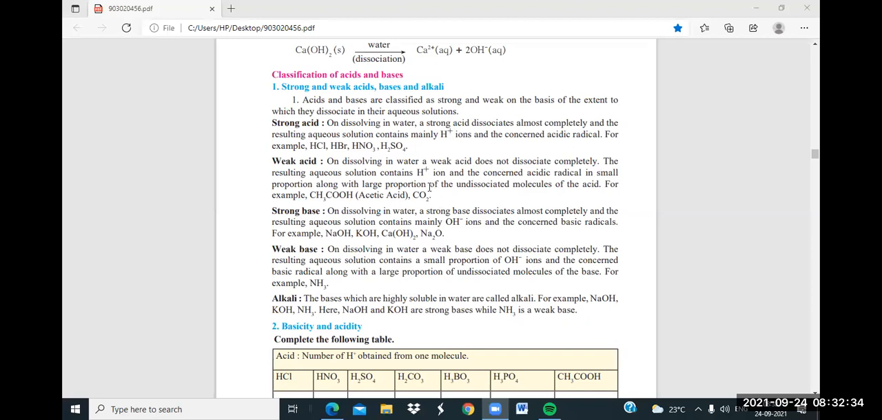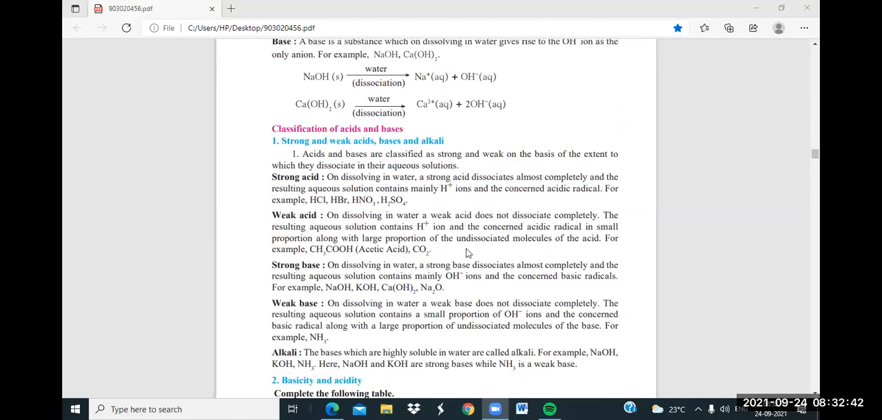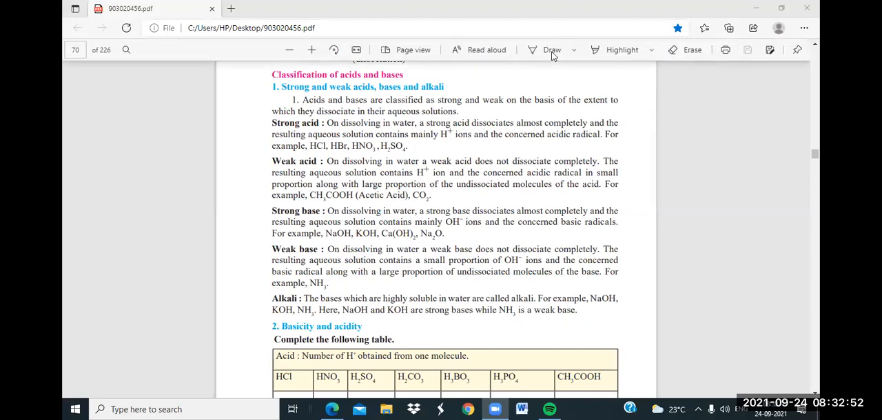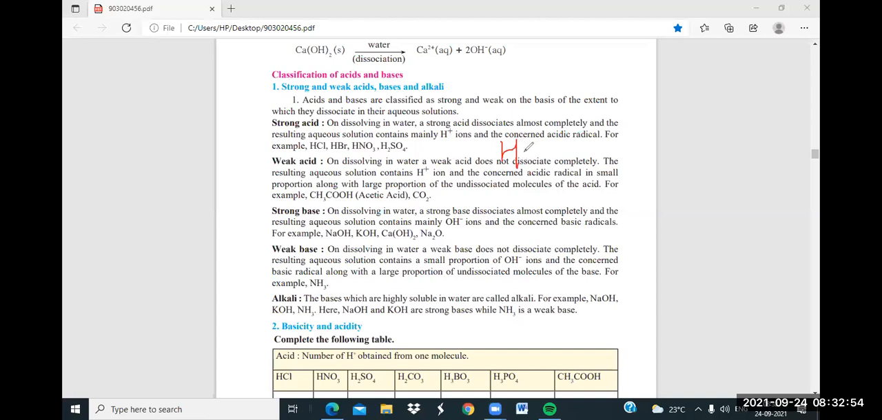Weak acids, on dissolving in the water, do not dissociate completely, means they do not dissociate fully into H plus ions. So the aqueous solution shows H plus and its conjugate acidic radical in small proportion. It is acidic, but the H plus ion is present in a small proportion. In the strong acids, the H plus ion is present in a large proportion. Here less proportion and here large proportion.